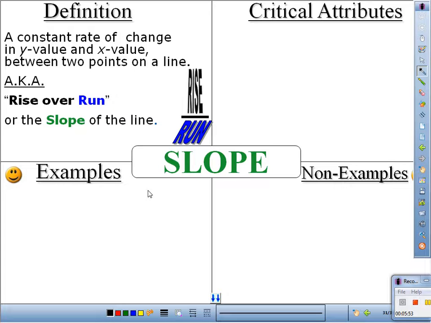Okay, and so that it can stick, let's see. Rise over run. Rise represents which variable? When we went up, which variable? Y. So you put a Y here so you remember. And run represents what? X.